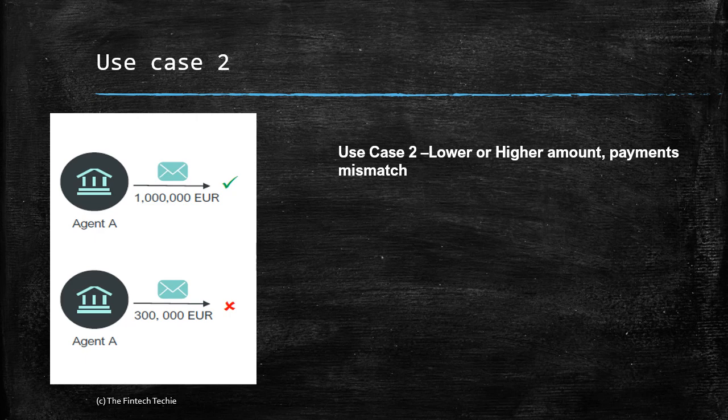In the second use case, agent A sends 1 million euro. In another independent transaction, the same agent sends 300,000 euro to another financial institute. The second message is nacked because it is using the same UETR reference number and it is beyond the tolerance limit.